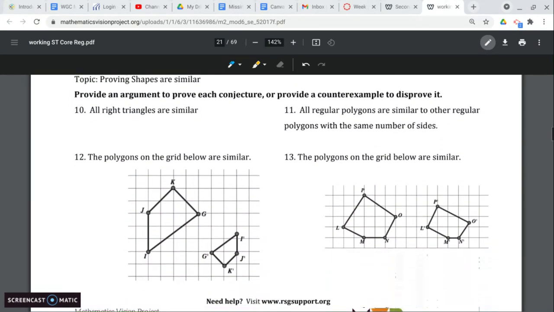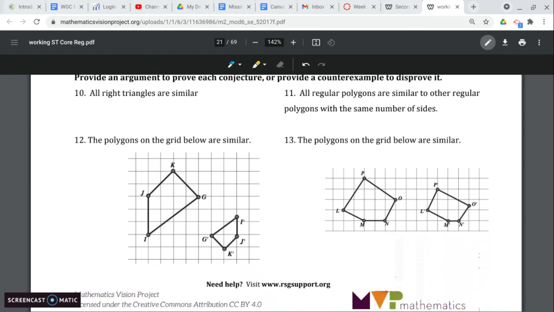All right, the next section, proving shapes are similar. So similar is your key word for this lesson, similar. Provide an argument to prove each conjecture or provide a counterexample to disprove it. All right triangles are similar. Is this true? Are all right triangles similar? No, they aren't. We could have different acute angle measurements. Just because one angle is the same doesn't mean all of them are the same.